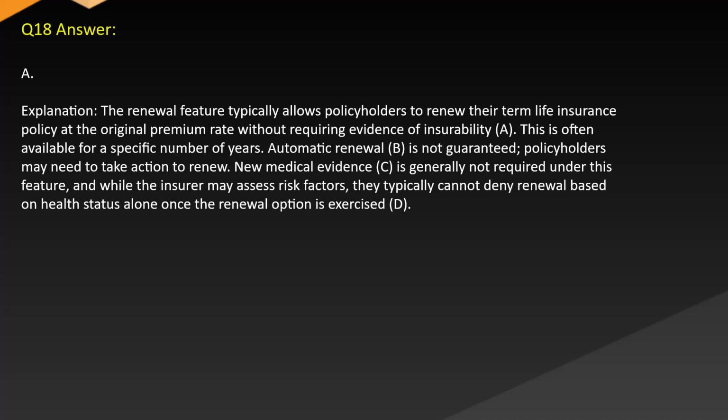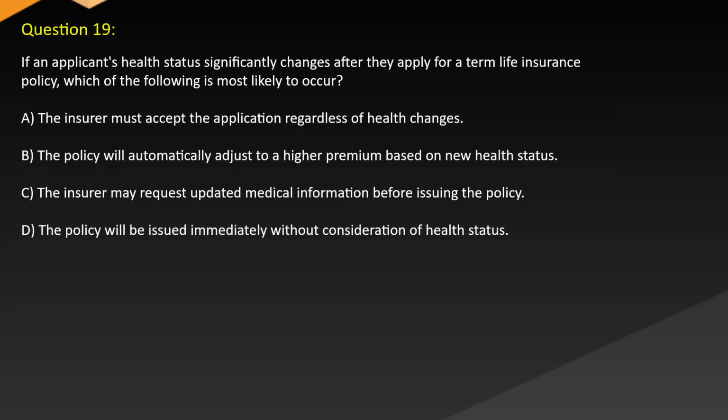Answer A. Explanation. The renewal feature typically allows policyholders to renew their term life insurance policy at the original premium rate without requiring evidence of insurability (A). This is often available for a specific number of years. Automatic renewal (B) is not guaranteed. Policyholders may need to take action to renew. New medical evidence (C) is generally not required under this feature, and while the insurer may assess risk factors, they typically cannot deny renewal based on health status alone once the renewal option is exercised (D).